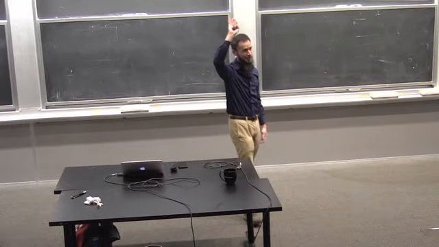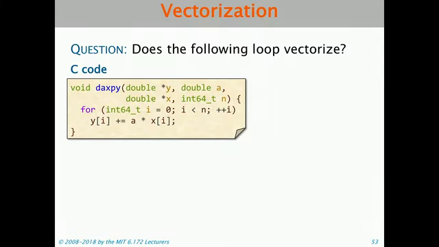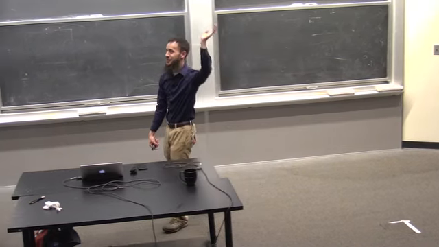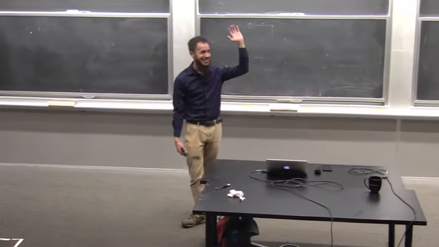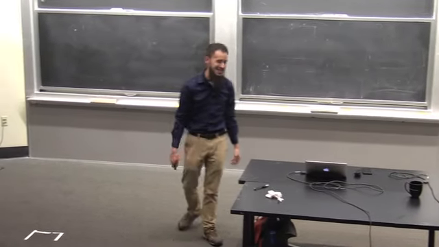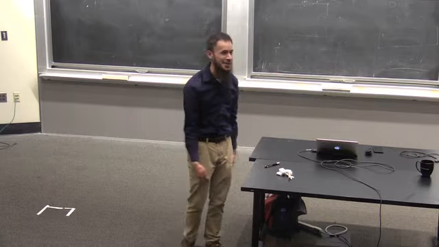Everyone believes that this loop does not vectorize. Is that true? Anyone uncertain? Anyone unwilling to commit to yes or no right here? All right, a bunch of people are unwilling to commit to yes or no. All right, let's resolve this question.